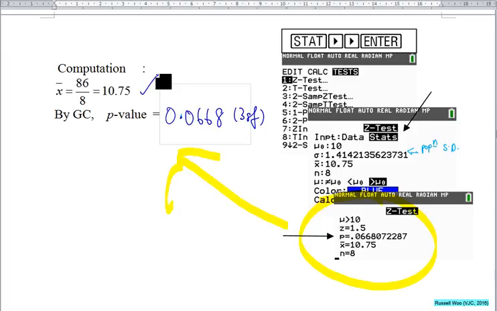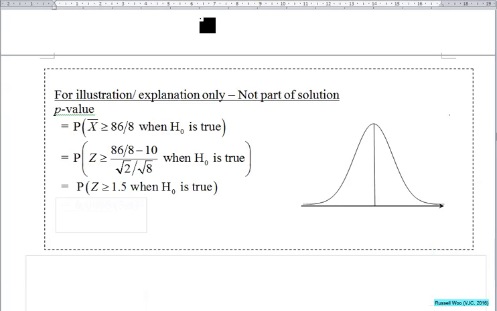I'm going to explain what each of the values mean, okay? I think 10.75 is quite obvious, which is what you entered, your sample mean. N equals 8 is what you entered, because you collected 8 samples. That's how you calculated x bar. Correct? What does z equals 1.5 mean? Do you all know? I'll explain. This is not part of the solution, but I just need to explain.